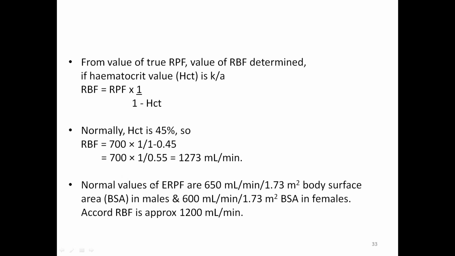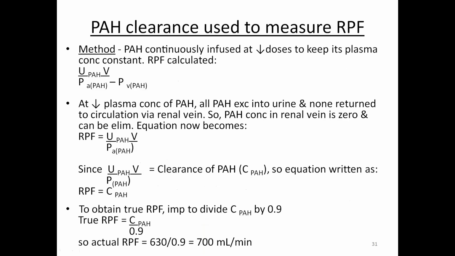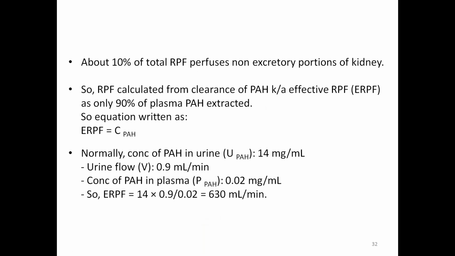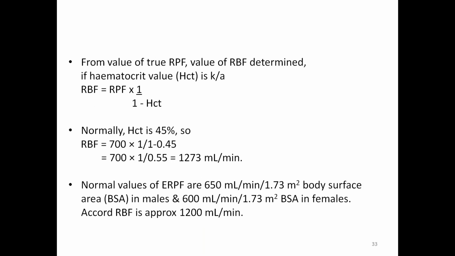So these are the normal values of ERPF: 650 ml per minute per 1.73 meter square body surface area in males and 600 ml per minute per 1.73 meter square body surface area in females. Accordingly, the renal blood flow is approximately 1200 ml per minute. So see how you got both the values of RPF and RBF using the clearance of PAH.